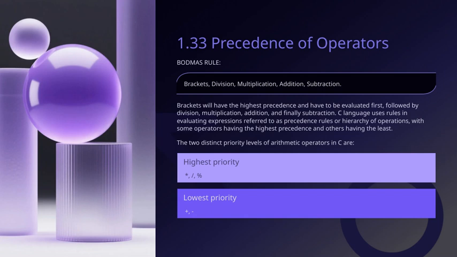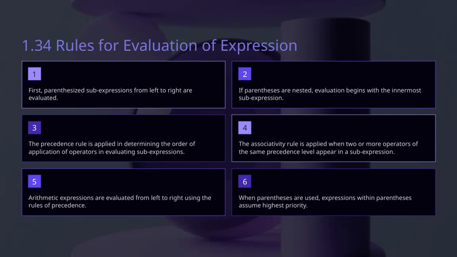This hierarchy is what allows us to write expressions that the compiler can interpret correctly, keeping our programs functioning as intended. Let's go through some key rules for evaluating expressions. First, when we encounter parentheses, we evaluate the subexpressions inside them from left to right. This means that the innermost parentheses are tackled first, which is crucial for understanding the order of operations.